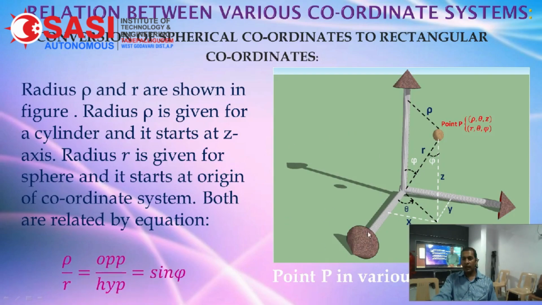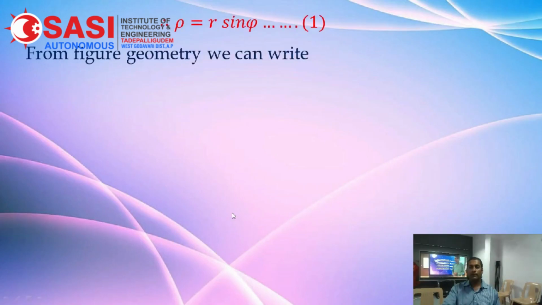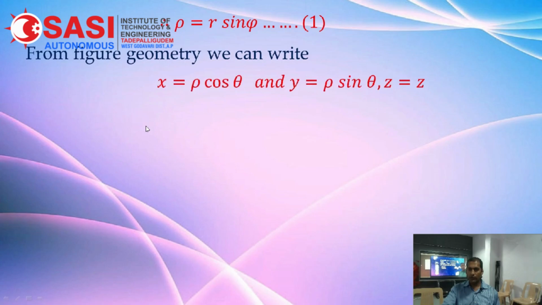So for this diagram, if we apply trigonometric rules, we have rho by r equal to opposite by hypotenuse, which is equal to sine of phi. There is a basic relation using which we can derive further relations between the conversion of different coordinate systems. So from that we can say that rho is equal to r sine phi. In a few books this angle may be given as theta. So from the geometry of the figure we can say x is equal to rho cos theta and y is equal to rho sin theta. z is unchanged. Height z is the same.